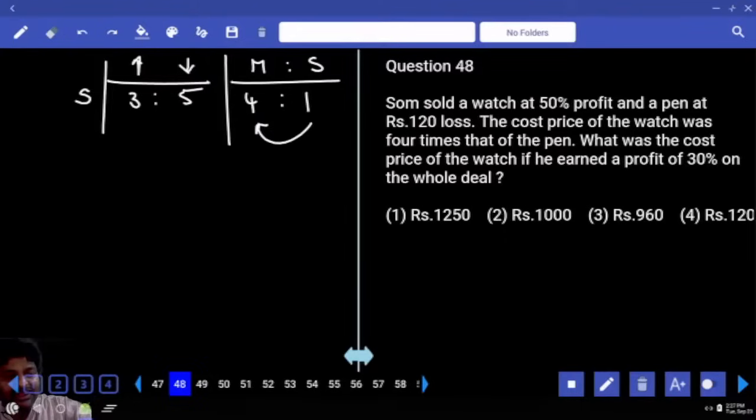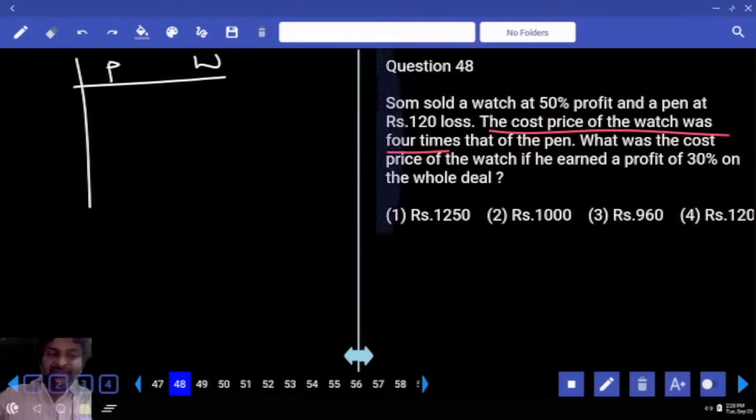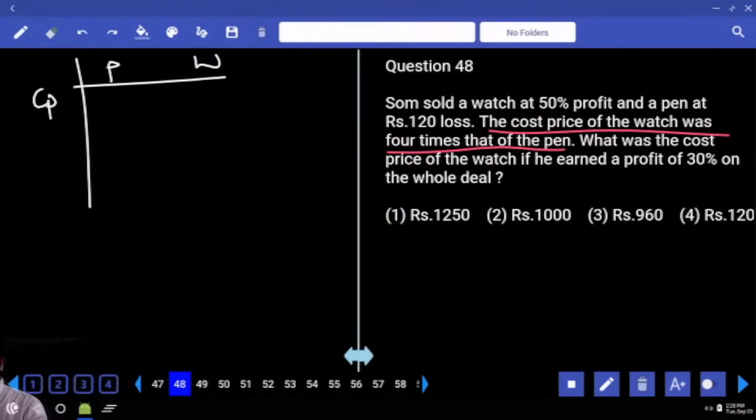Som sold a watch at 50% profit and a pen at 120% loss. The cost price of the watch was 4 times that of the pen. What was the cost price of the watch if he earned a profit of 30% on the whole transaction? So there are 2 things. One is pen and watch. Cost price of the watch was 4 times of the pen. So I am taking cost price of pen as 100%, then watch becomes 400%, total cost price is equal to 500%.